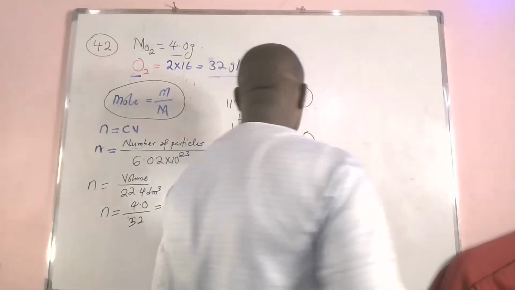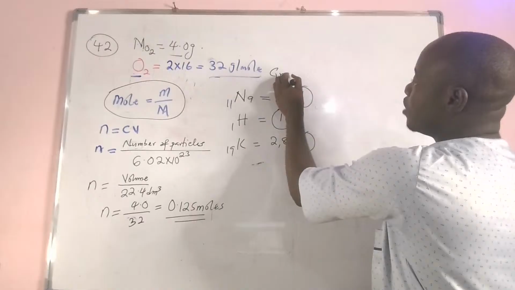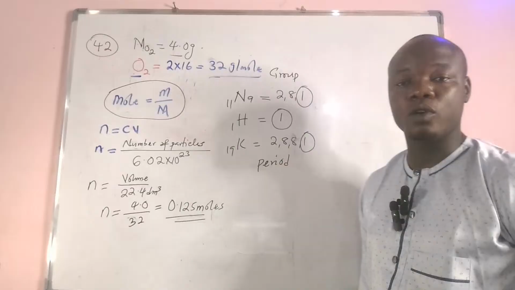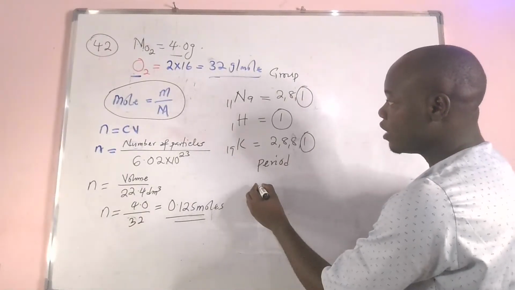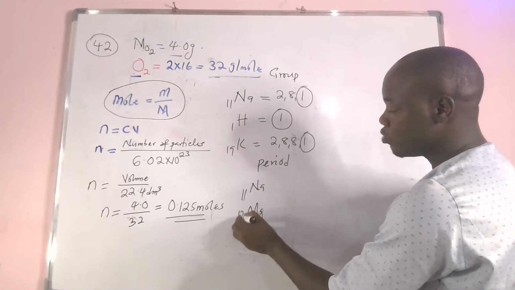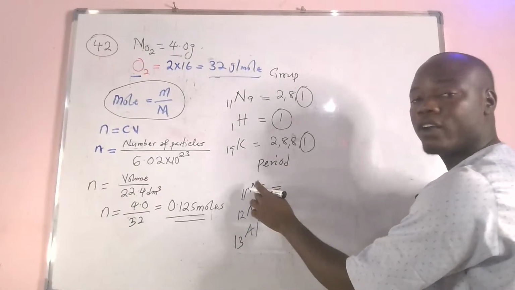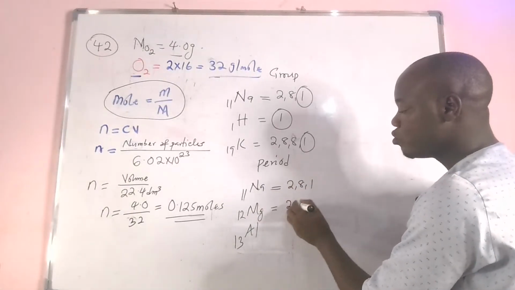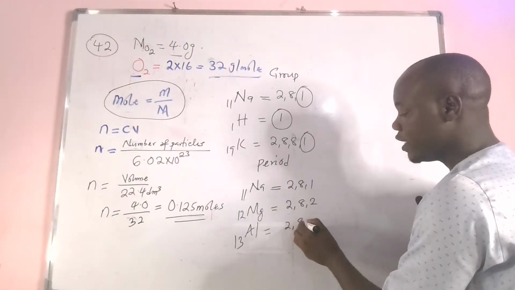And apart from group, we also have shell. Apart from the group of the element, we also have period. So how do we know that elements are in the same period? The elements in the same period have the same number of shells. Let's see here, you have sodium. Sodium has atomic number 11, magnesium has 12, and then aluminum has 13. If we arrange the electronic configuration of these elements, we have 2, 8, 1, and then here we have 2, 8, 2, and here 2, 8, 3.